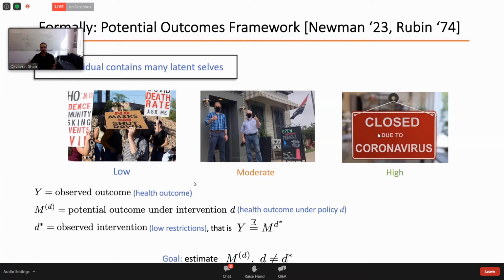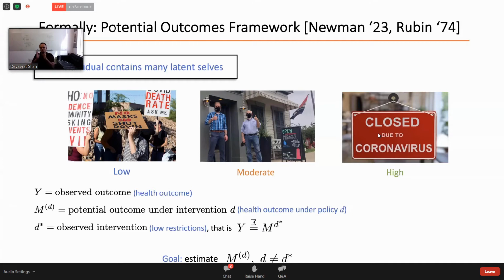For example, in our scenario, there might be 3 different latent states of United States. One that would be expressed under low mobility, one that will be expressed under moderate mobility restriction, and one that will be expressed under very high mobility restriction. Let's call Y the observed outcome, and in a typical setting, we would think of Y as a sequence of observations, measured over time for the metric or quantity of interest. Let's say M sub D is the potential outcome that is of interest but not observed under intervention D. In our case, there are 3 different interventions: low, moderate, high.